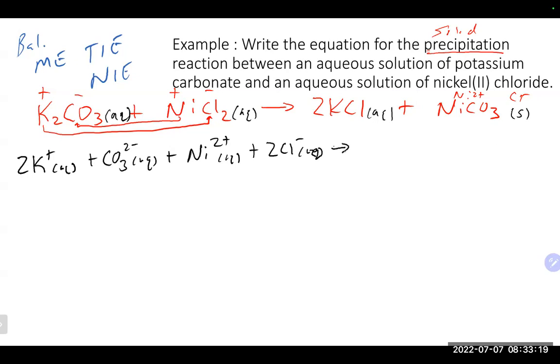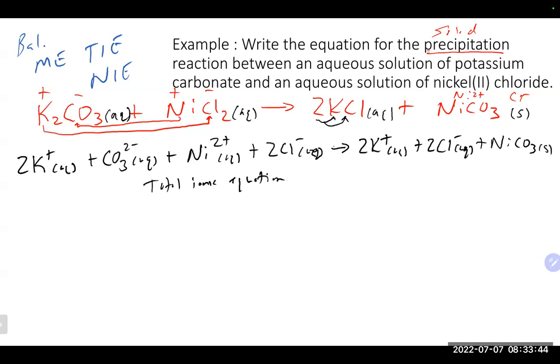Coming to the other side, we would have 2 potassium ions and also 2 chloride ions, as that 2 in front would be distributed to everybody behind it. And lastly here, our solid would stay together because, again, it is a solid. This would be our total ionic equation. Any questions on that one there?